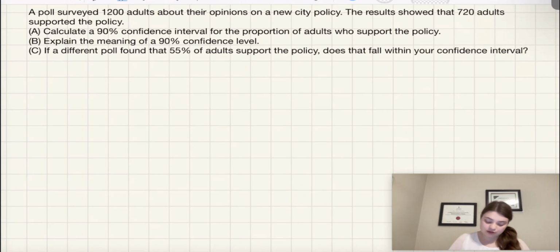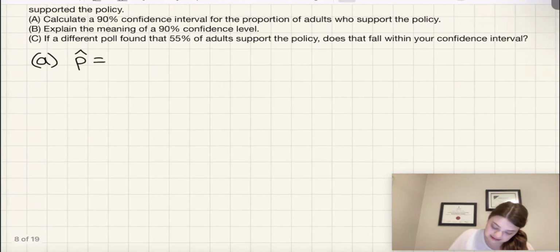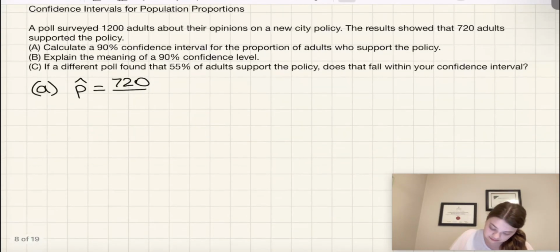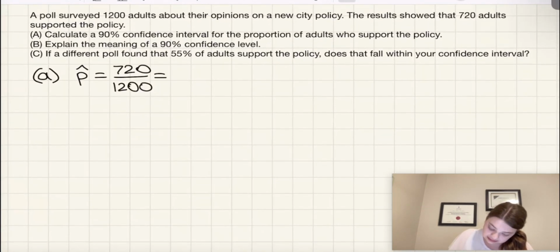confidence, right? So in order to find that, I'm going to start with, out of the sample, how many adults supported the policy? Or I should really say, what proportion of adults supported the policy of the adults surveyed? So that's going to be p hat, which is going to be 720 over 1,200, which is equal to 0.6. And so the answer is that 60% of adults who were surveyed specifically supported the policy.